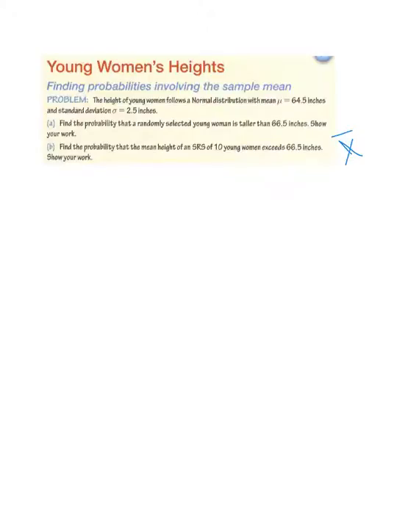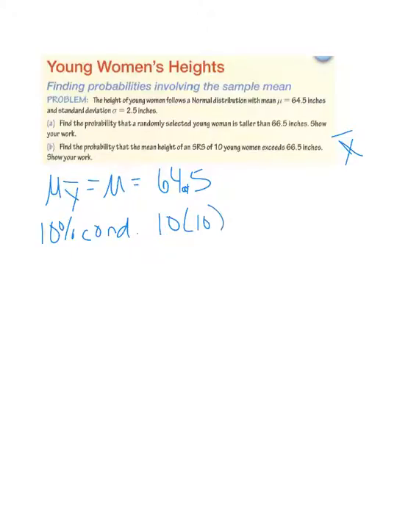So the mean of the sampling distribution here, right, is going to be equal to the mean of the population, so that's going to be equal to 64.5. My standard deviation, however, is not going to just be equal to it. I need to make sure my 10% rule is met, my 10% conditions are met. So I had 10 times 10 gives me 100. So I know that there are way more than 100 young women out there.